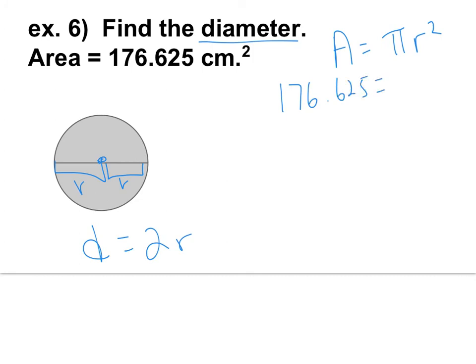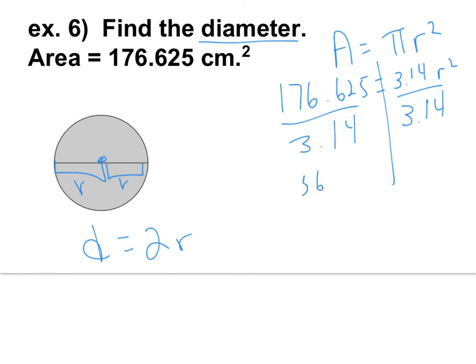So we're getting 176.625 is our area. Pi is 3.14, and then we have r squared. So once again, we're going to divide both sides by 3.14. Pause and let's use our calculators. Okay, so that comes out to 56.25, and that's equal to r squared. And now to undo the squaring, we're going to square root both sides. So one more time, go to your calculator. Square root 56.25. Let's pause.